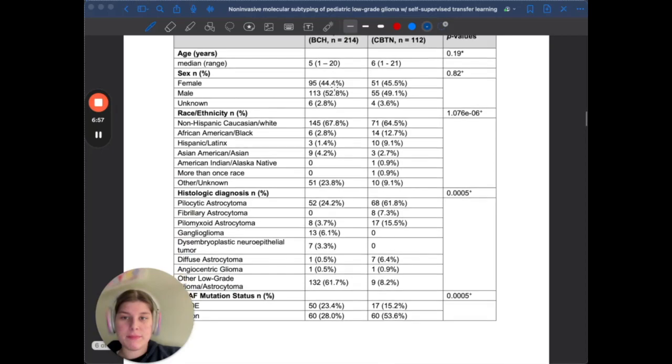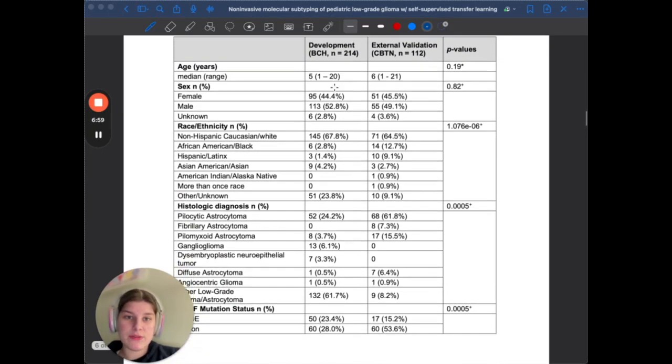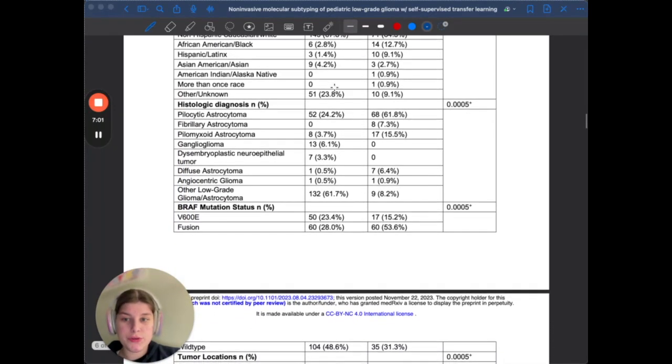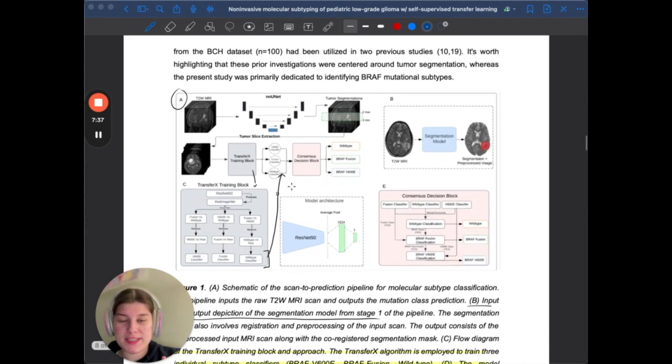So here are some of the basic statistics that they had for the patient groups that they used. Beautiful diagram, which is basically our whole workflow overview. You can see here we have the beginning through the MRI images and then the tumor segmentation. And then after, it goes into the slice extraction. So then we have our training block, and then the consensus decision block, and then the resulting output.